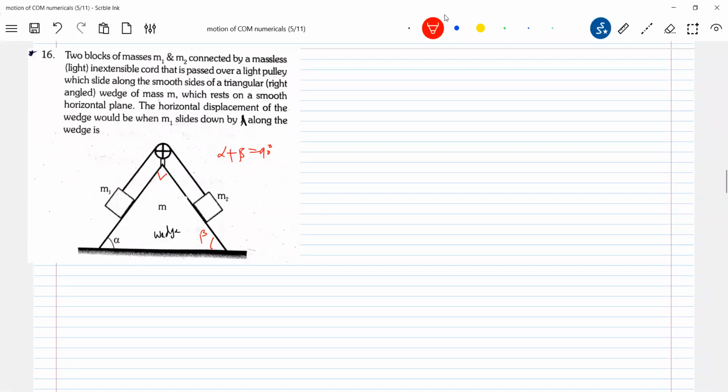The horizontal displacement of the wedge would be when M1 slides down by length L along the wedge. M1, how much will it move? A distance L along the wedge. So what is the state of the wedge? The wedge will also be moving. So if you want, you can draw the diagram or take help of the formula. So what does the formula say? M1 delta x1 plus M2 delta x2 plus M3 delta x3 equals 0. What is delta x?